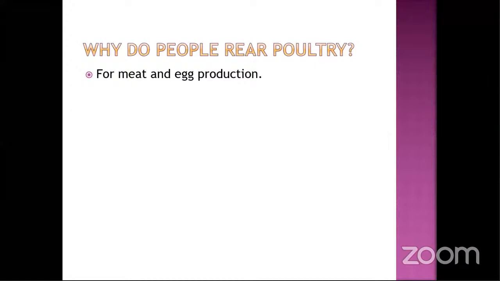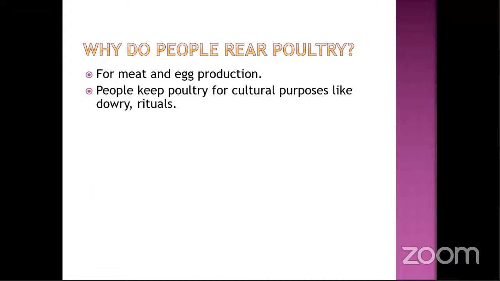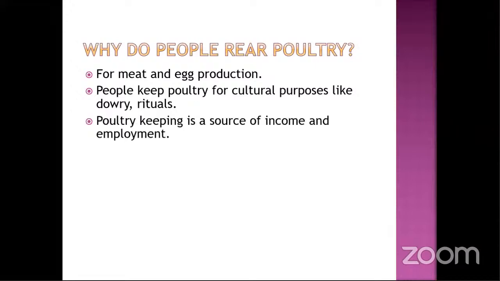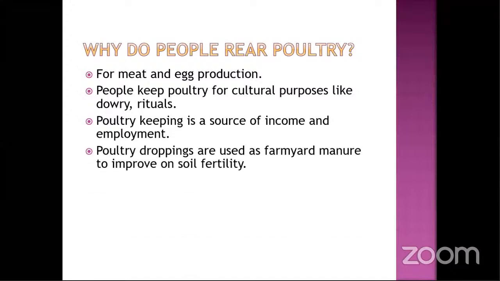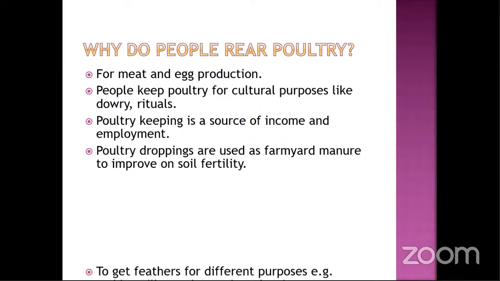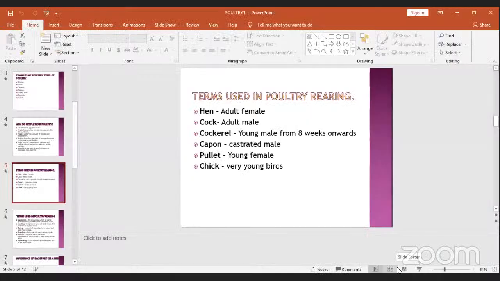The first point that we talked about is for meat production or for egg production. Then people keep poultry for cultural purposes like dowry. Poultry keeping is also a source of income and employment. Poultry droppings are also used as farmyard manure. So this is what we talked about today. Simple as that.